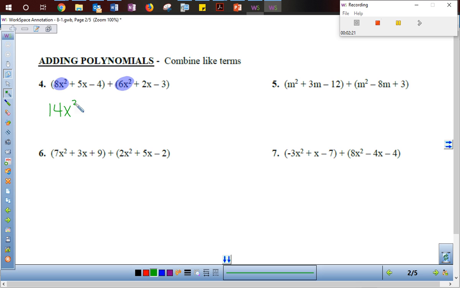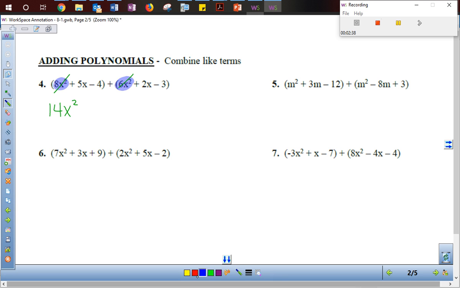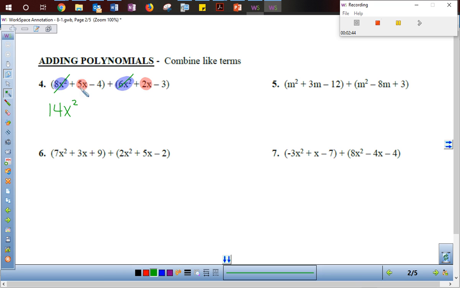So we just changed the coefficients, not the exponents. Now that I'm done with those, I'm going to cross them out so I don't use them again. The next thing that I see is a positive 5x. So to add that to something, it also has to have an x to the first. So if I go through and look, here I have another x to the first. So I have a 5x and a 2x, which I can add together to come up with 7x. And then I cross those out.